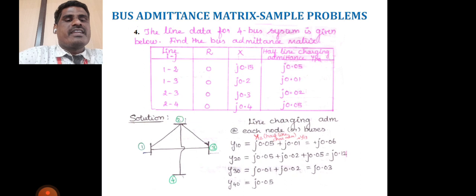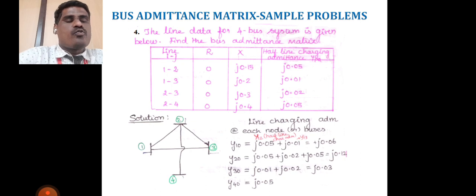Okay. So, next we can calculate Y20. Y20 means 2 is connected with 3 different buses: 1, 3 and 4. That means 2 is connected with 1, 2 is connected with 3, and 2 is connected with 4. So, Y20 equals j 0.05 plus j 0.02 plus j 0.05, that means 1 to 2, 2 to 3, and again 2 to 4 are added. Finally, we get the result Y20 equal to j 0.12.